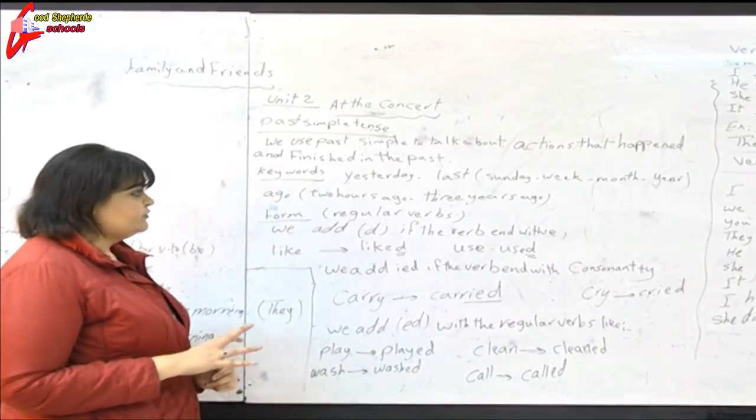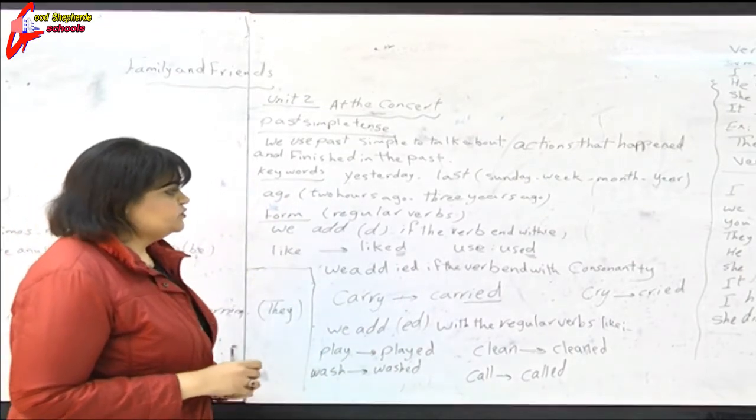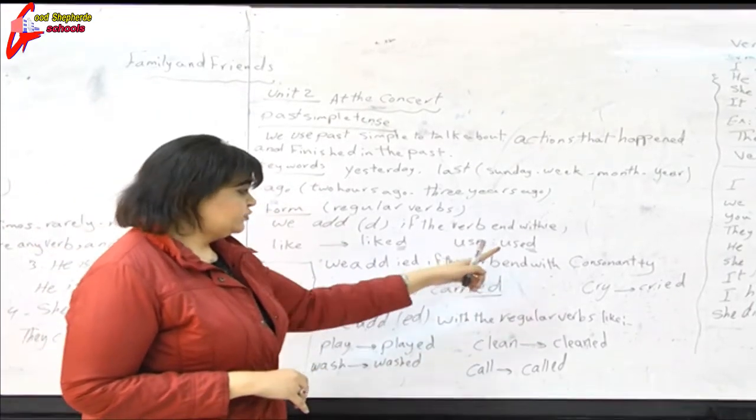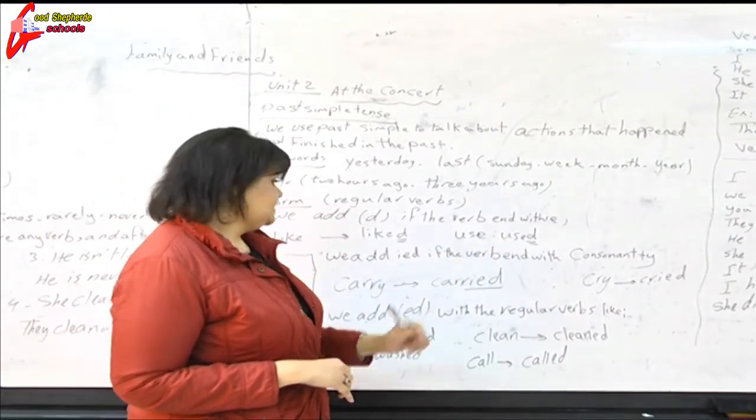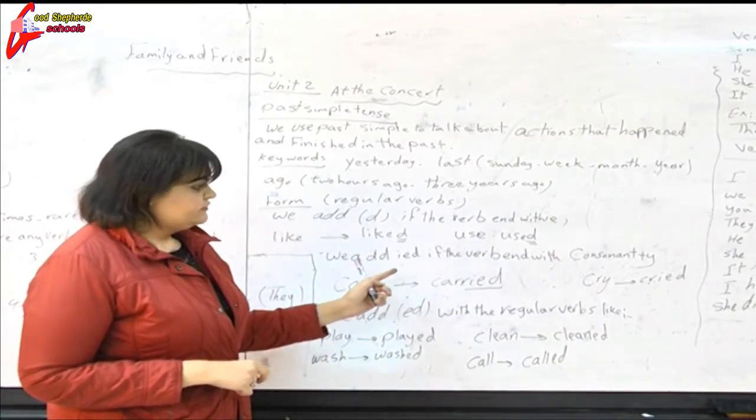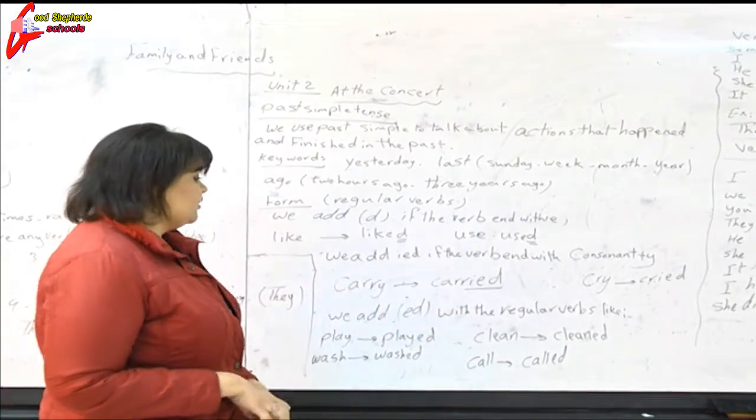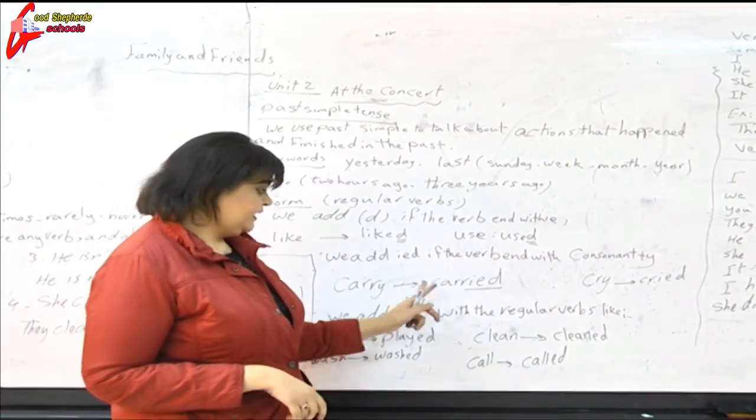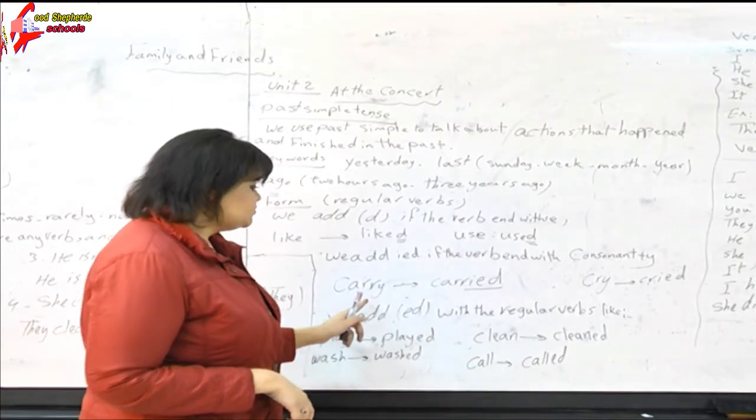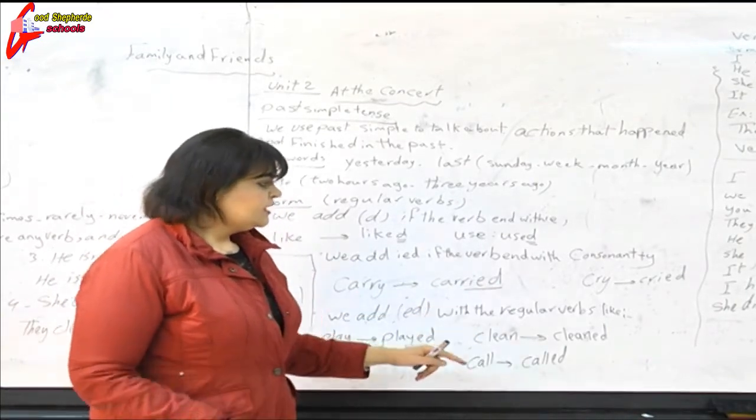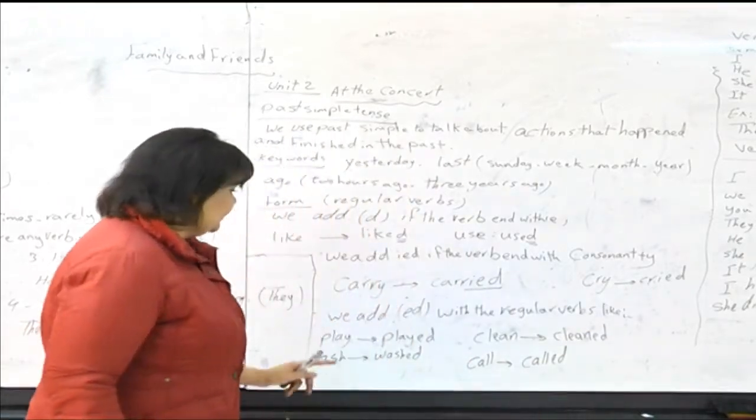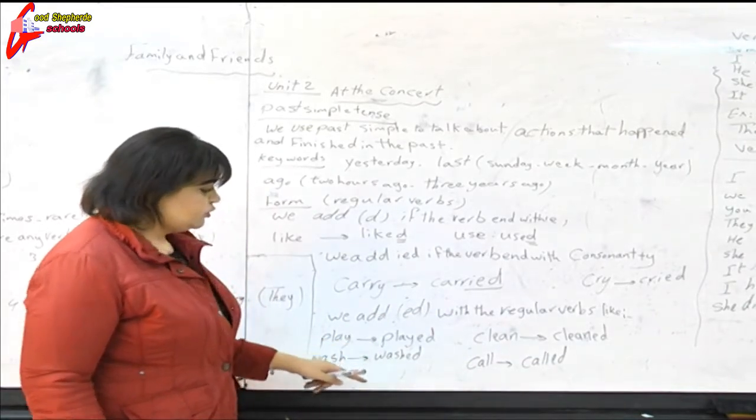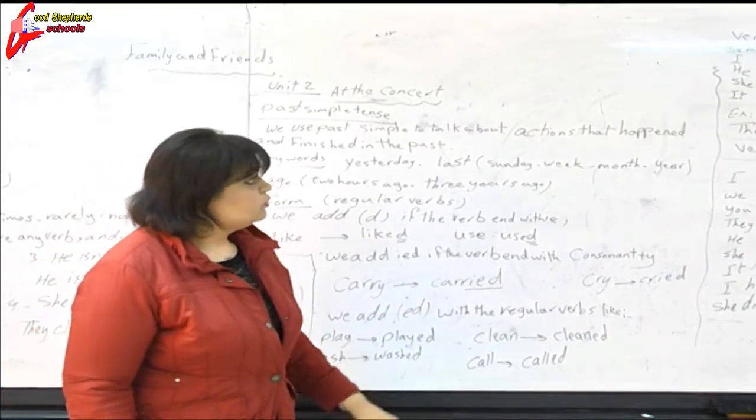For regular verbs, we add D if the verb ends with E, like liked, used. I add only D because the verb ends with E. We add IED if the verb ends with consonant plus Y. Carry, here is consonant plus Y, so I turn carry to carried. I erase Y and add IED. Cry, cried. We add ED with the regular verbs like play, played, wash, washed, clean, cleaned.